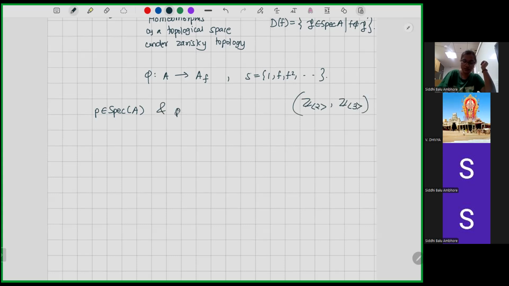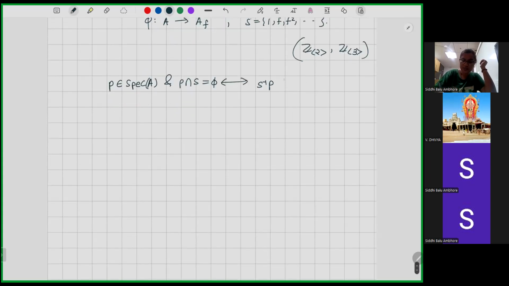So if I take this P in Spec A and P intersection S is empty, then S inverse P belongs to Spec S inverse A. So this is the one-to-one correspondence. Here the prime ideals are prime ideals in A, but there the prime ideals have this form S inverse P. As rings they are different, but their prime ideals are in one-to-one correspondence.